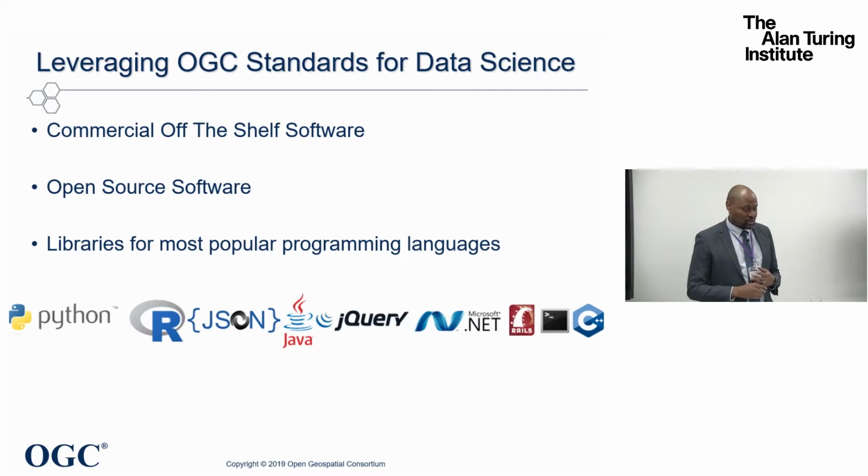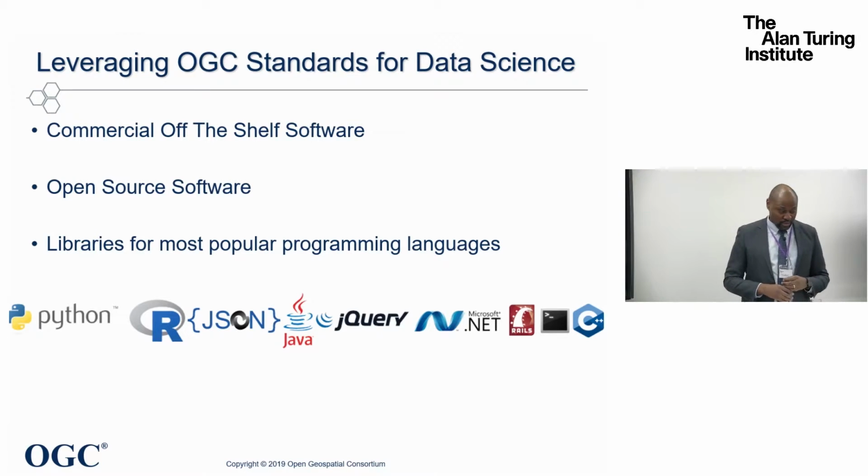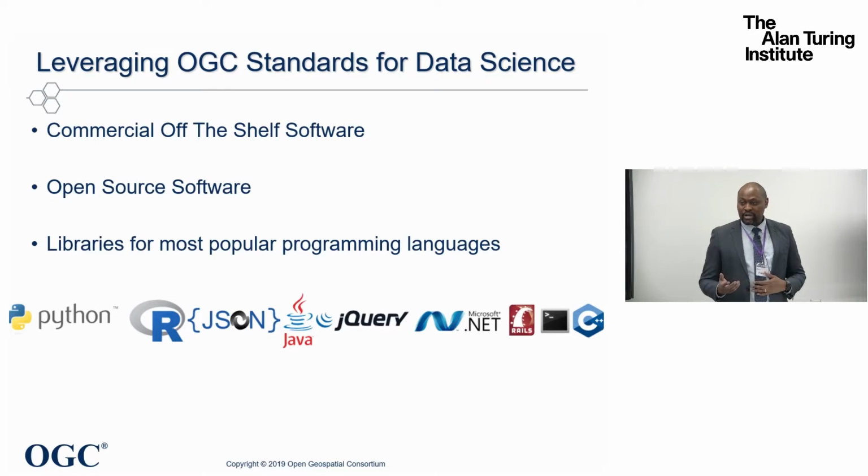These are all open source libraries. There are also commercial off-the-shelf libraries out there, but I'm just mentioning open source ones for the time being. So with Java, there's a library called GeoTools, which supports quite a number of OGC standards. By virtue of being Java, it can be used alongside Deeplearning4J, or DL4J, another library that is used in quite a number of data science applications.